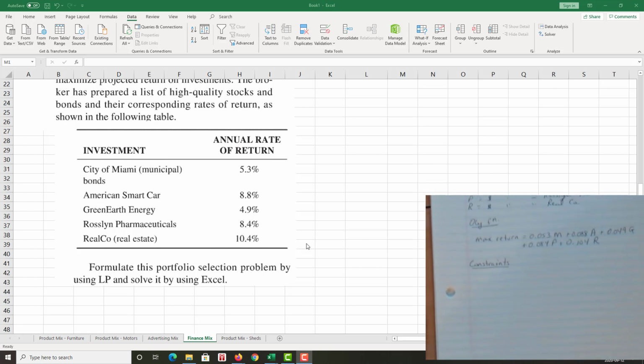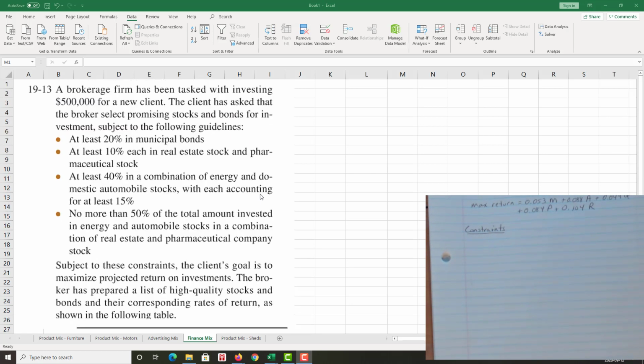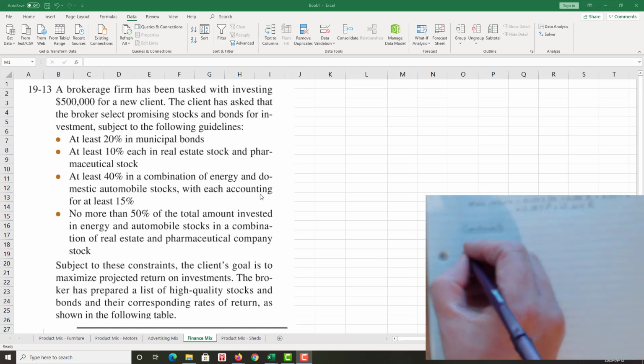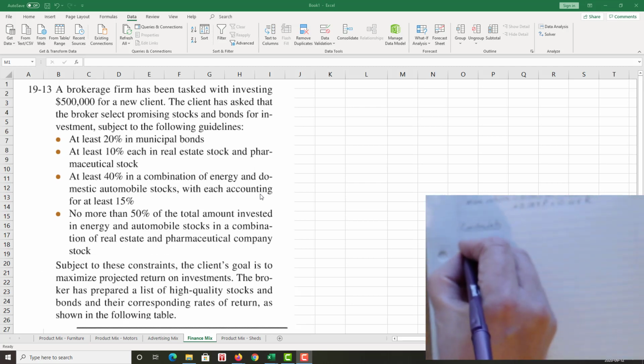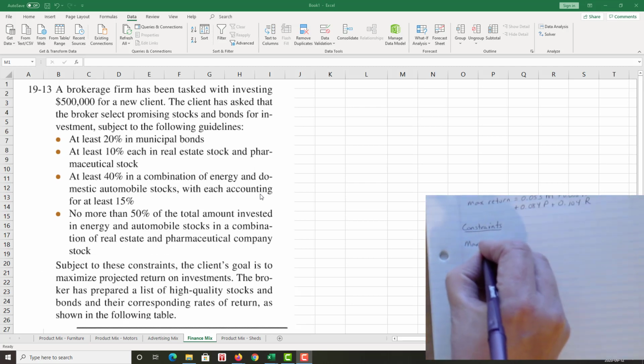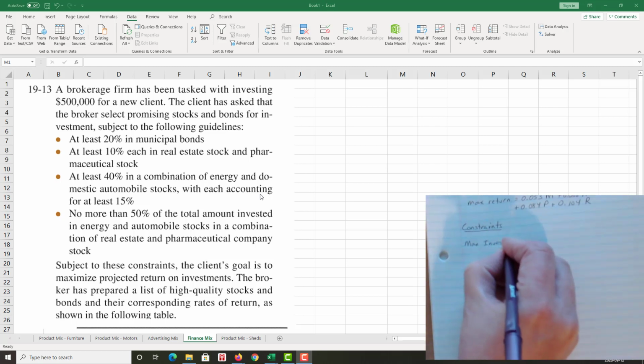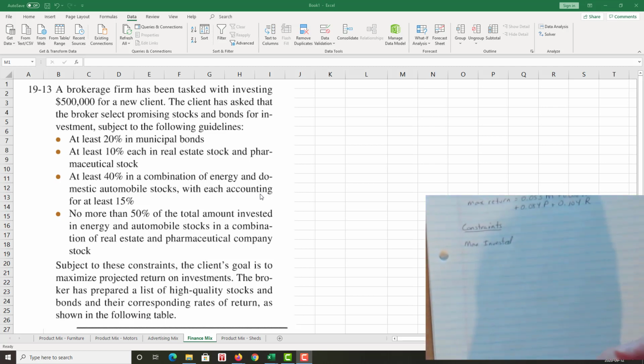Constraints, well, those are going to get just a little bit more involved. So I'm going to scroll back up to the beginning of the question. And so we have some constraints. First of all, we start off, we have $500,000 to invest. So we have a maximum number to invest. Okay. And I'm just writing these out in words just so I can fill out the details one at a time, which is a big problem. I don't want to get confused.